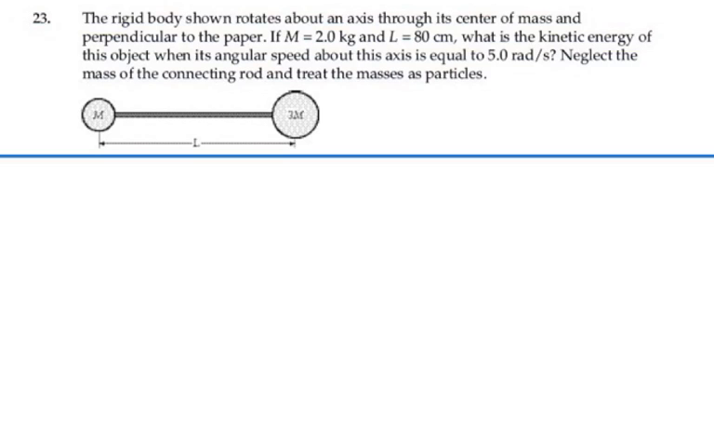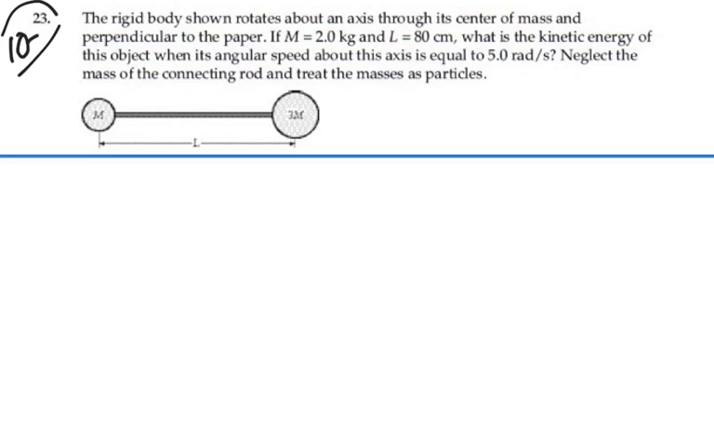Here's problem 10.23. The rigid body shown rotates by an axis through its center of mass and perpendicular to the paper. If m is equal to 2 kilograms and L is 80 centimeters, what is the kinetic energy of this object when its angular speed about this axis is equal to 5 radians per second? Neglect the mass of the connecting rod and treat the masses as particles.